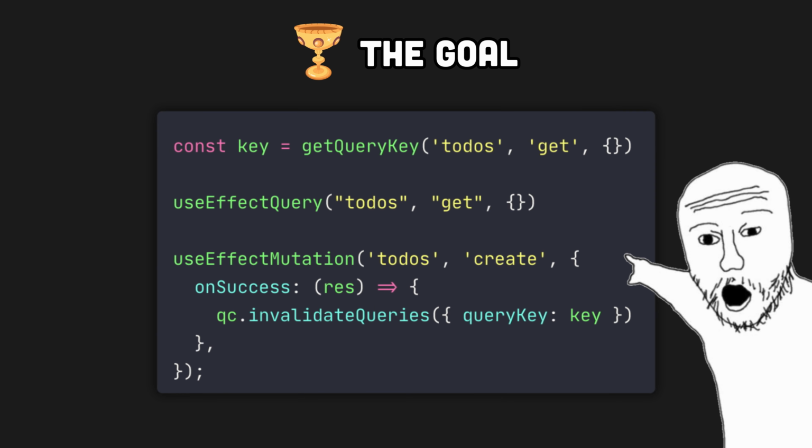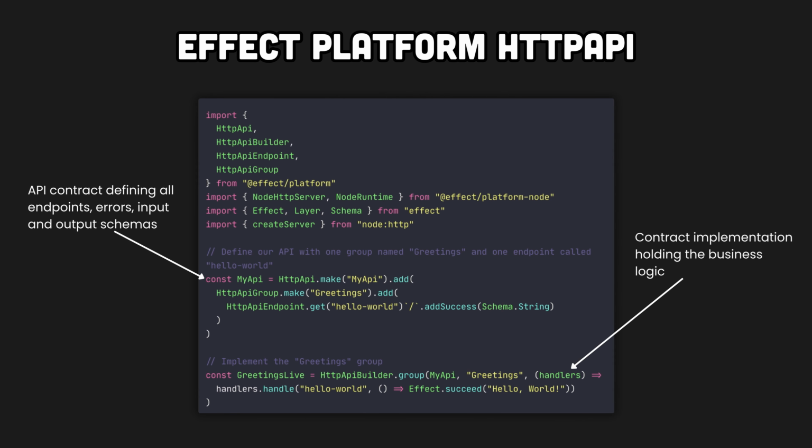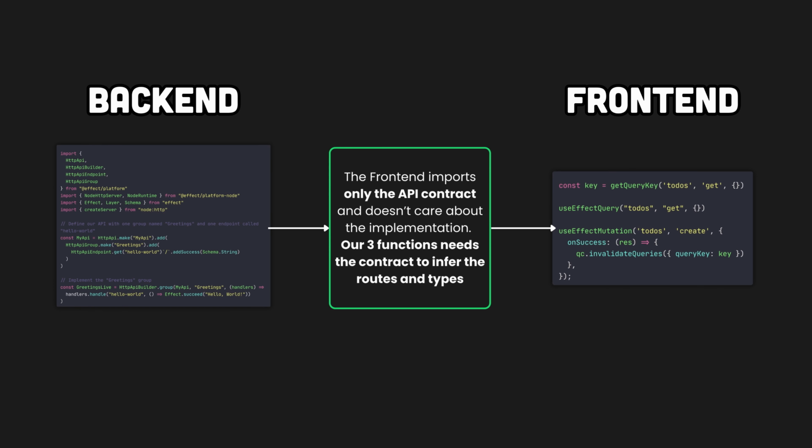They will work given an Effect HttpApi defined on the backend. They are defined by creating an API contract composed of groups and endpoints, and their implementation. Our three functions will run in the frontend and are just interested in the API contract defining all routes, endpoints, and their input and output schemas. We don't care about their implementations.